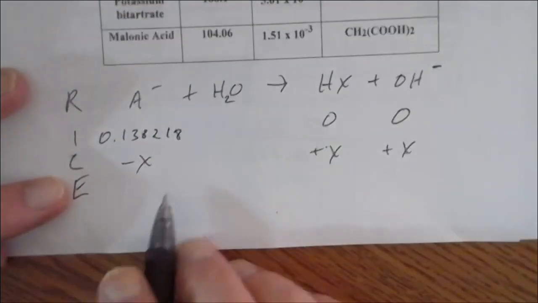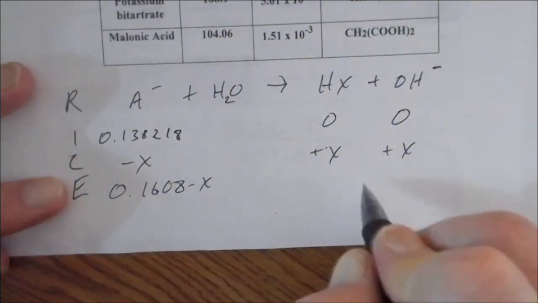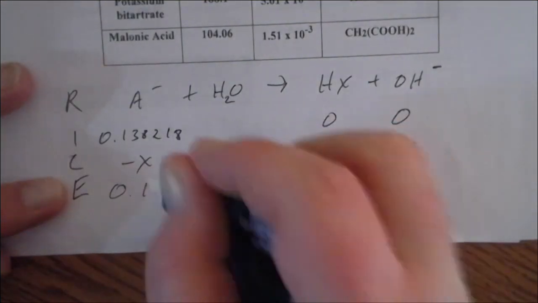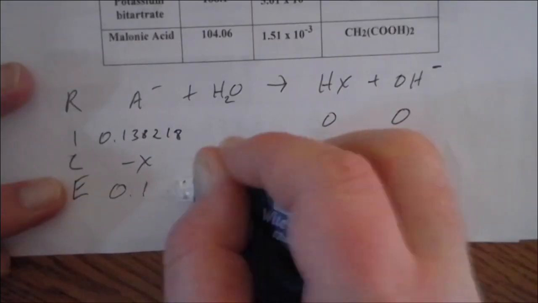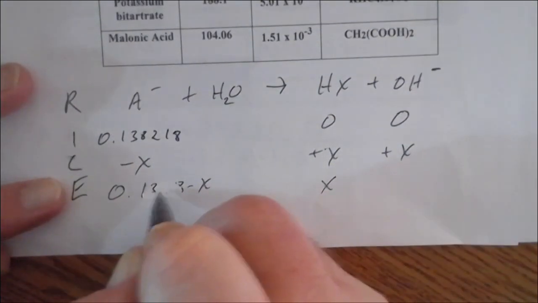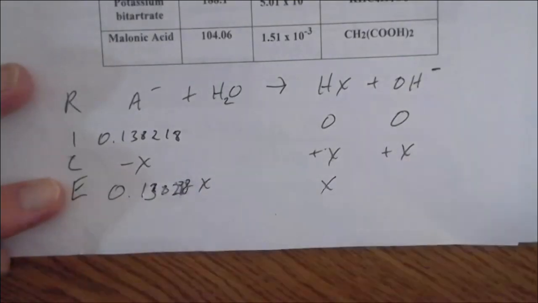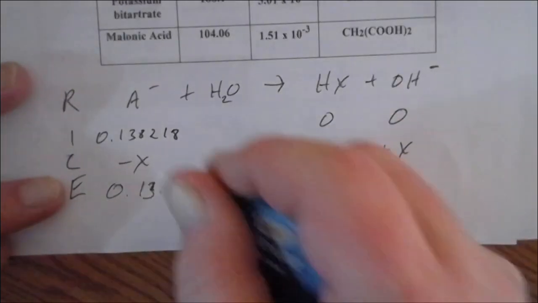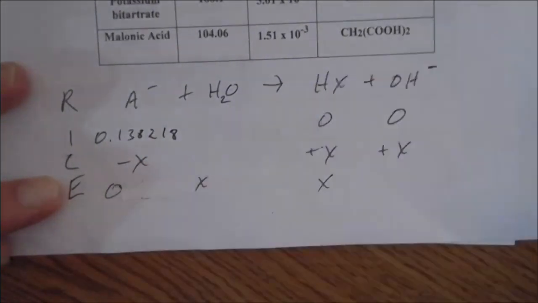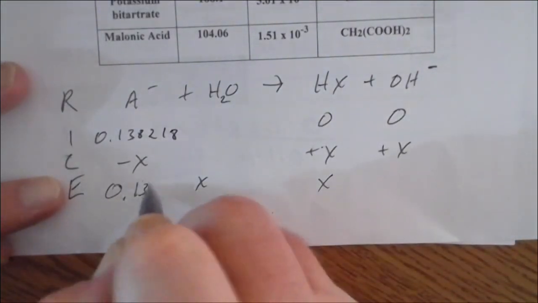And then here we have 0.138218 minus X. I'm using a crutch to help me do this off of here. He's got the key up. What part of the table is what? This is right here. No, in the other table. It's not in the other table.